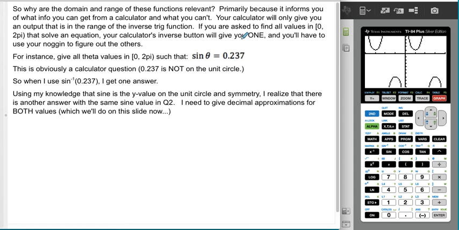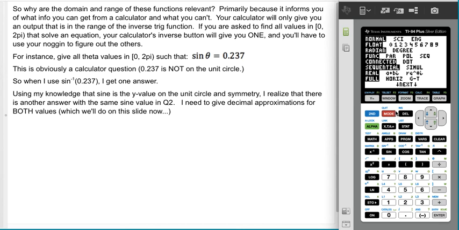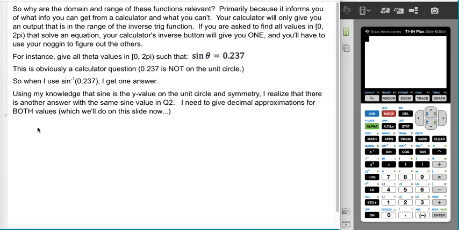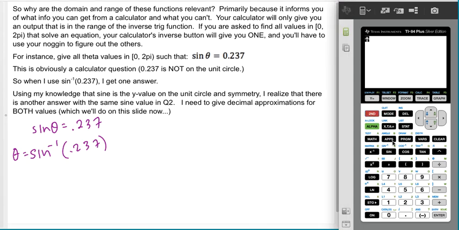So, for example, let's say I want to know all the values in 0 to 2 pi such that sine of theta equals 0.237. Now, I should check my mode. I'm pretty sure I'm in radians. Yeah, okay. So I want to know when sine of theta is 0.237. Well, the way I'm going to do that is I'm going to type into my calculator inverse sine of 0.237, to get rid of the sine. Great. Okay, that's my answer.